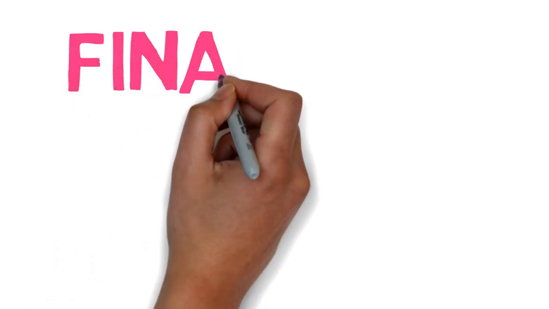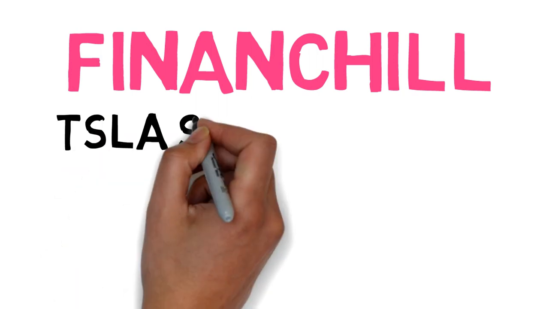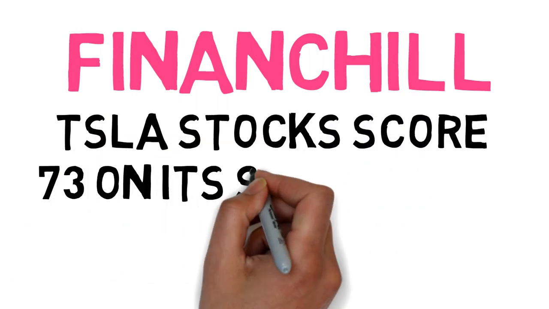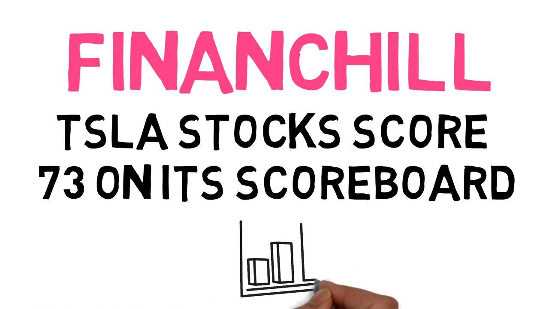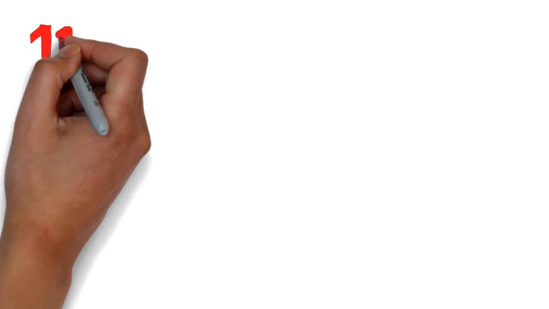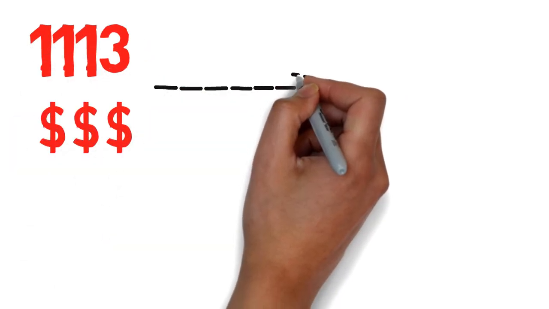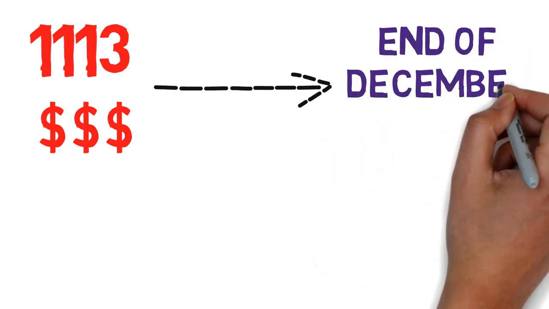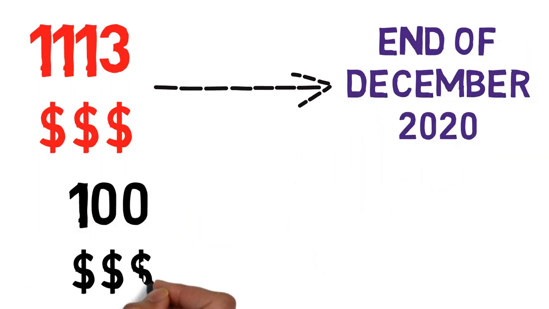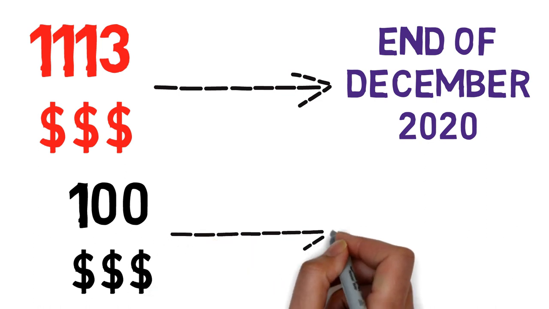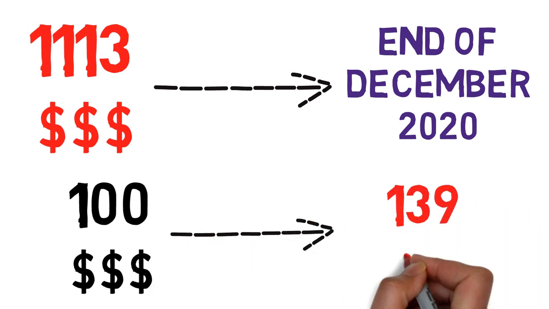Financial is another famous website which keeps an eye on stocks. It has a scoring algorithm which tells its audience how a particular stock will perform for them. Tesla stock scores 73 on its scoreboard, making it a definite buy. Another expert opines that Tesla stock is likely to be around $1,113 at the end of 2020. That means anybody investing $100 is going to get $139 back in 7 months. Now consider the gain if the investment is $1 million.